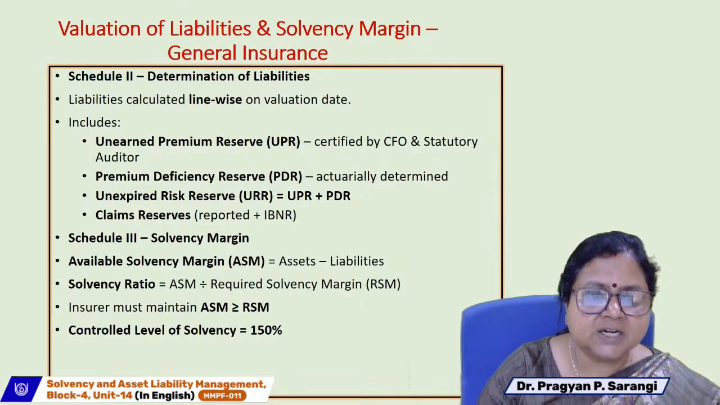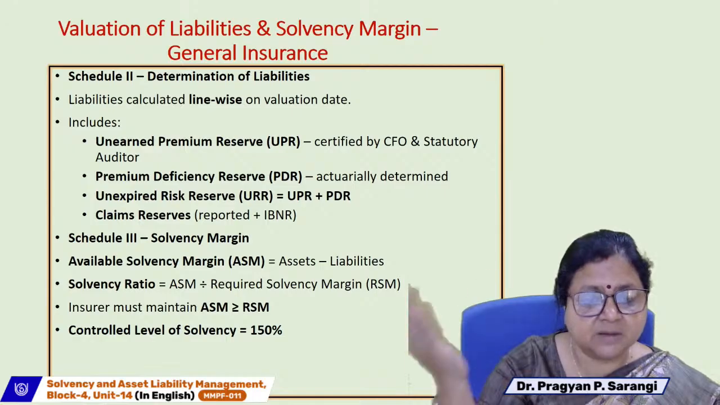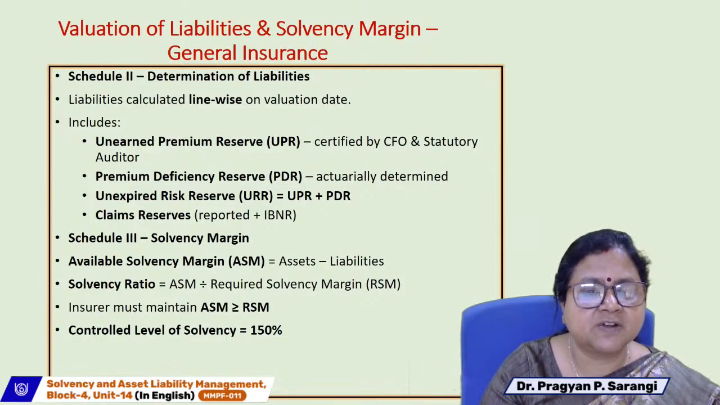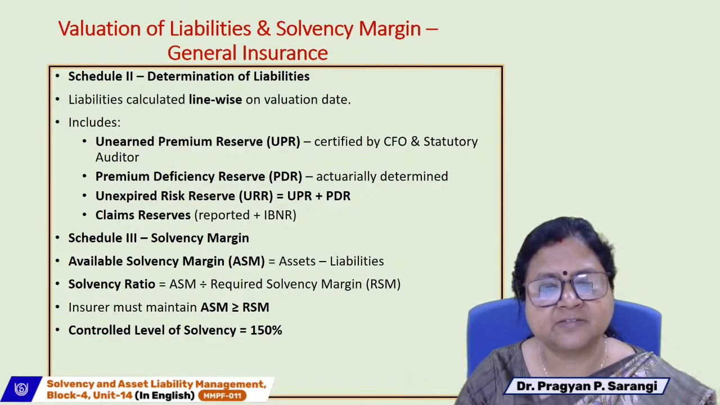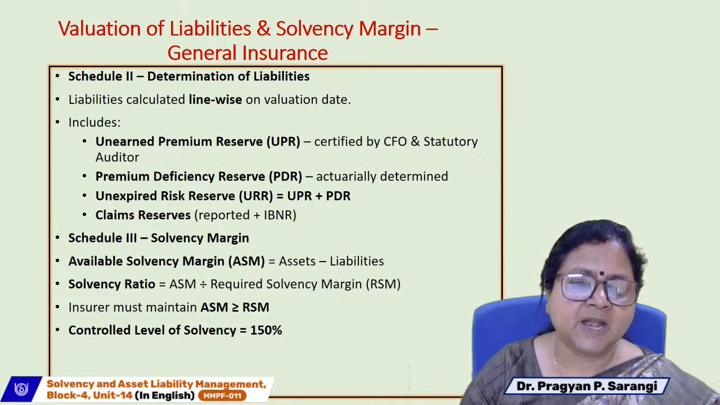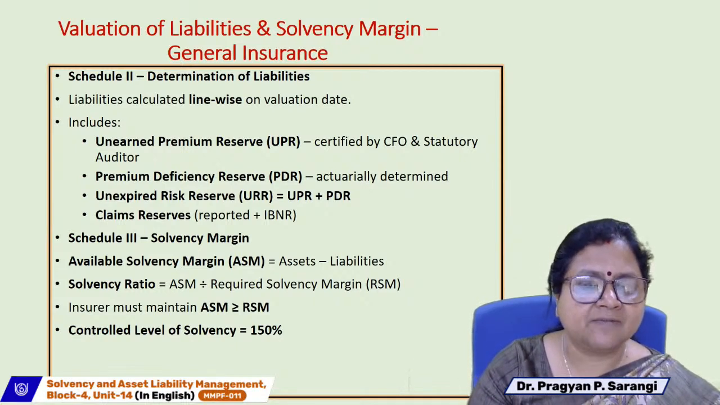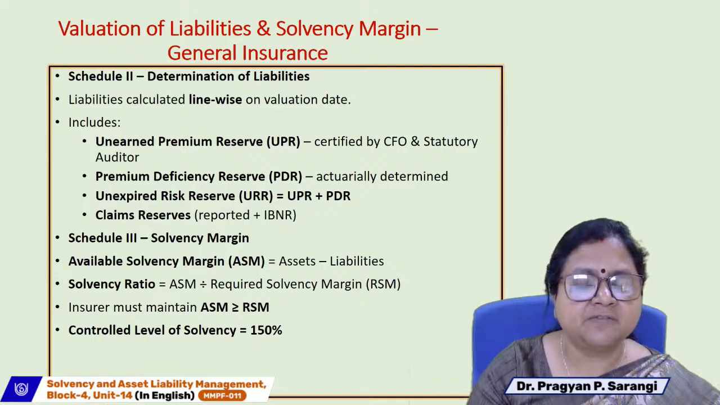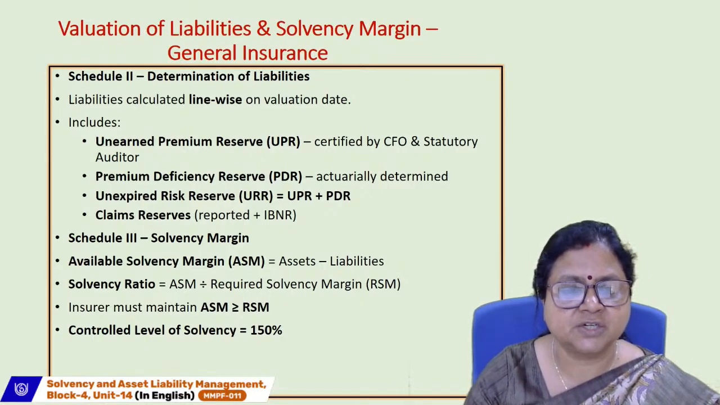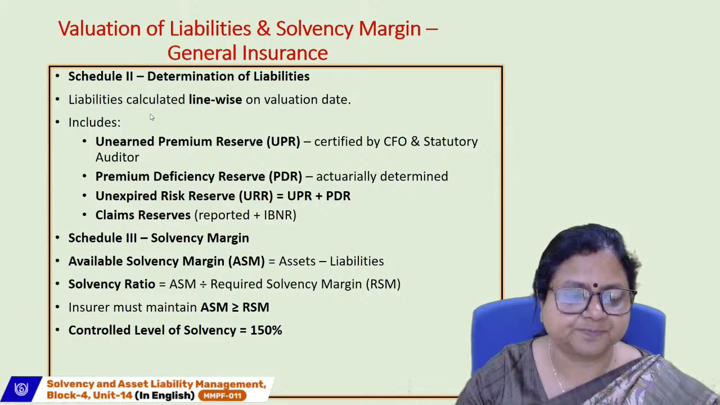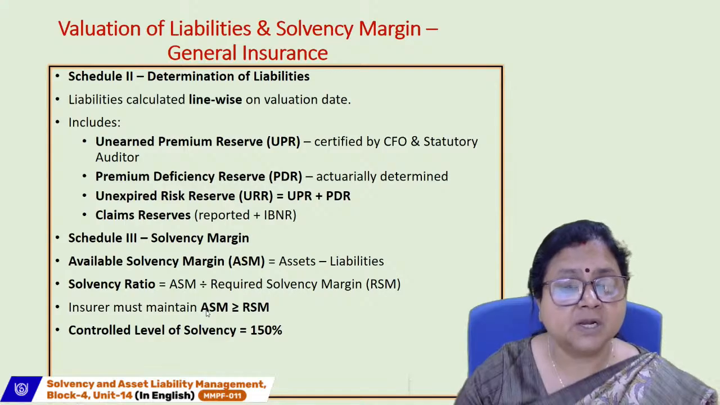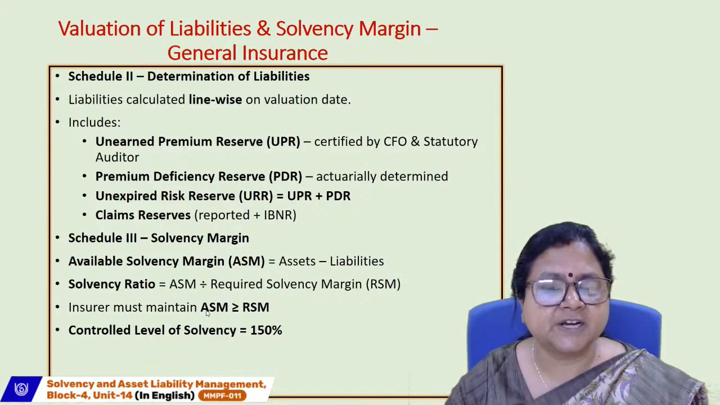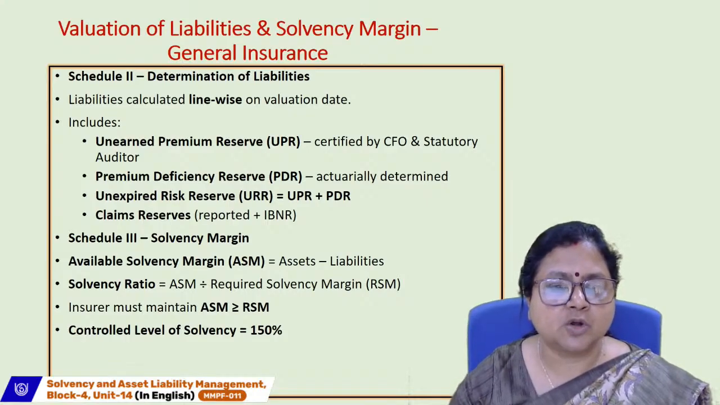Now, Schedule 3 tells about the solvency margin. That is the same as we had seen in the case of life insurance. So here, the available solvency margin is the assets minus the liabilities, and the solvency ratio is the available solvency margin divided by the required solvency margin. The insurers must maintain the available solvency margin greater than the required solvency margin.